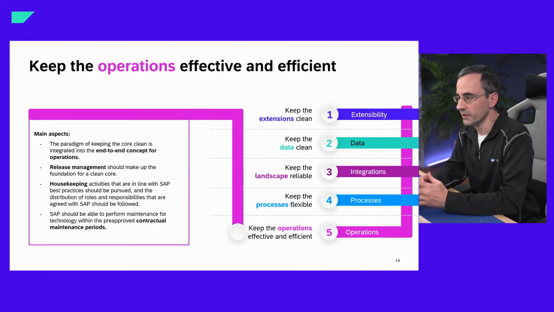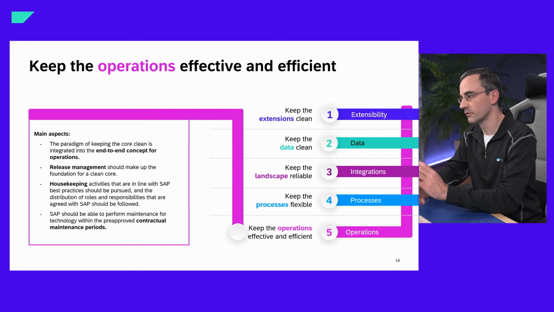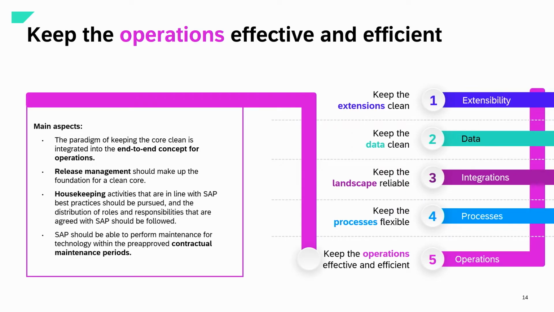And finally, the dimension operations. This is going across all the other dimensions. So these are quite different recommendations here. Some more on the technical side, do proper housekeeping in terms of background jobs, for example, or in terms of authorizations, only those authorizations which are really required.